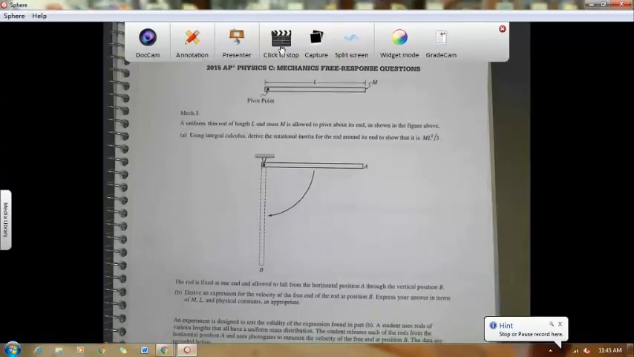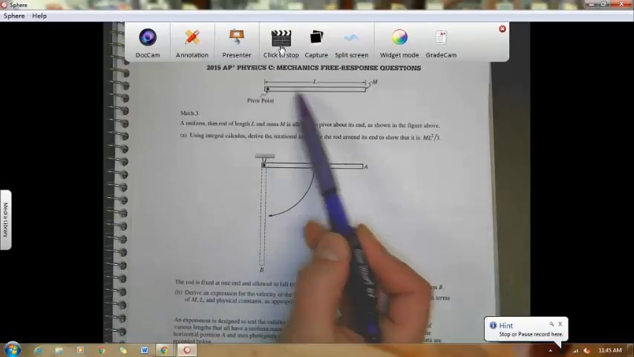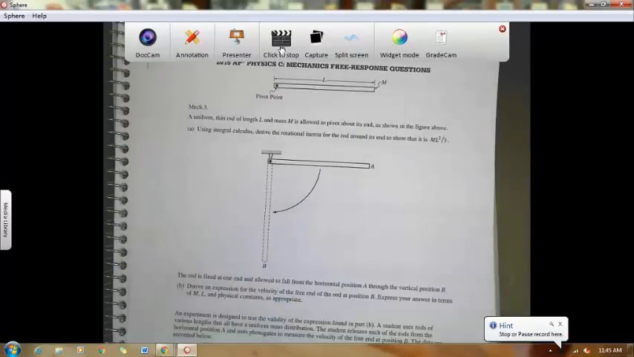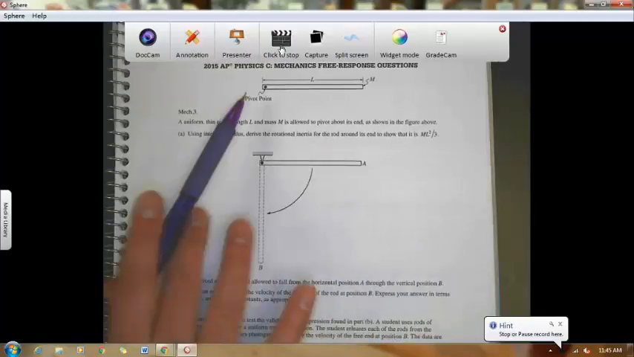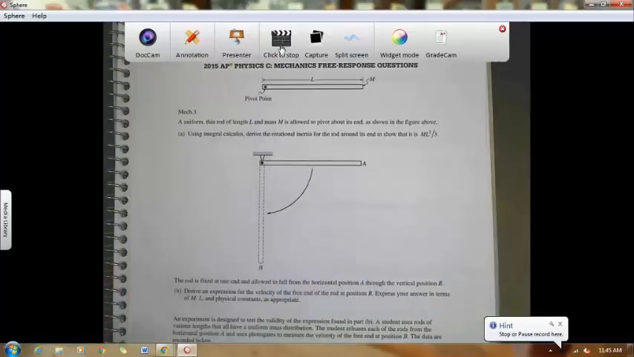So here we've got a uniform rod that has length L and mass M. It's allowed to pivot about the end. The first part of this question is asking us to use calculus and integrate to derive the rotational inertia for the rod about its end, and we want to prove that it's actually one third M L squared. So I'm going to pull this away. We're going to start working.